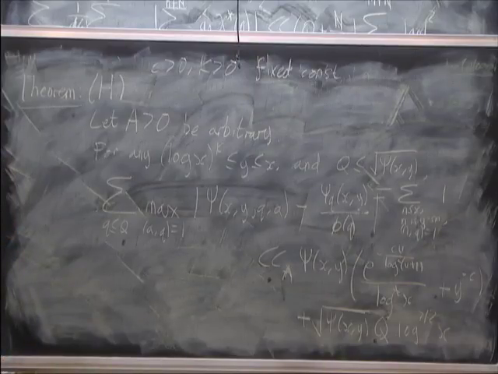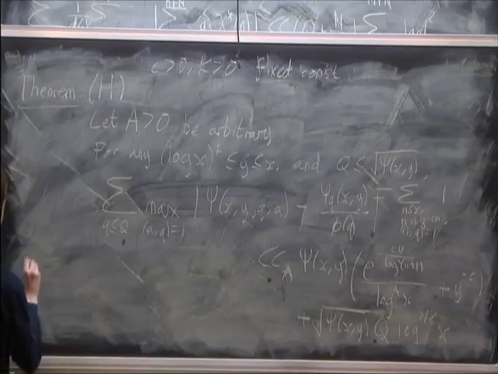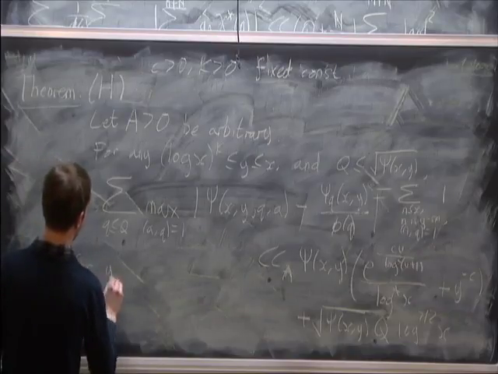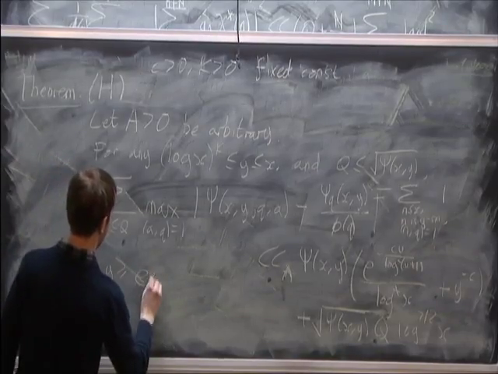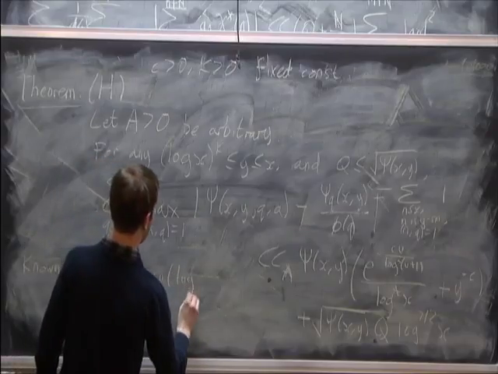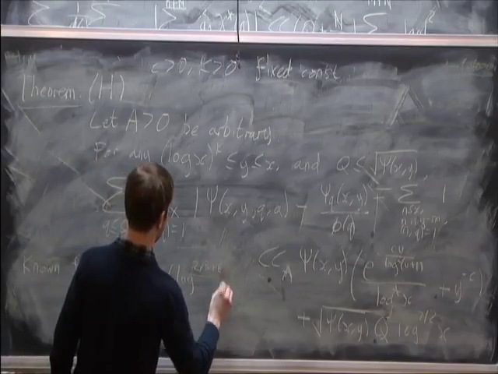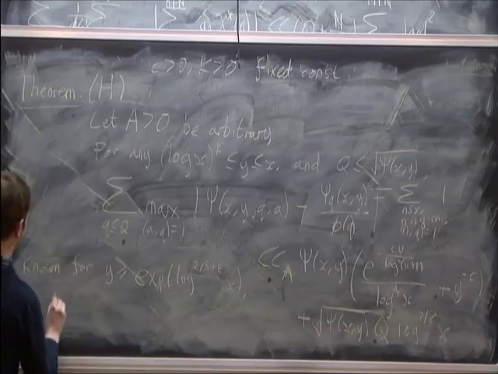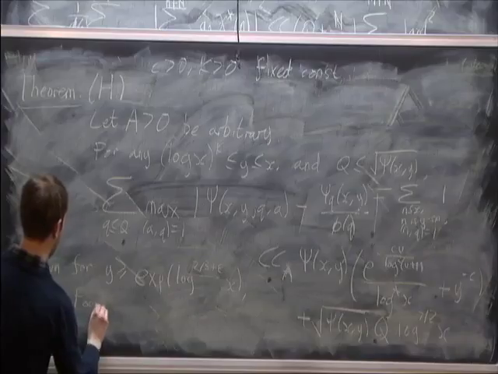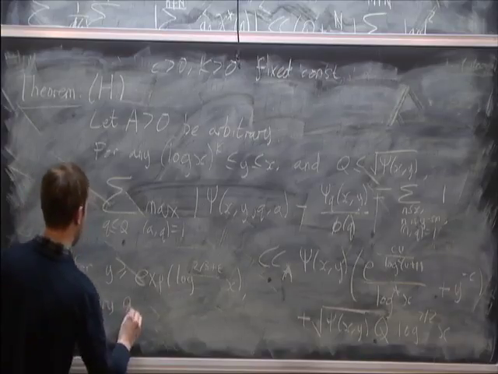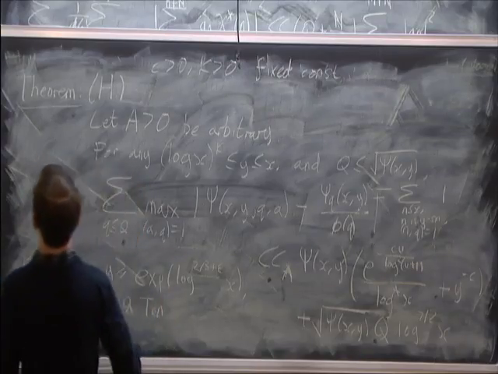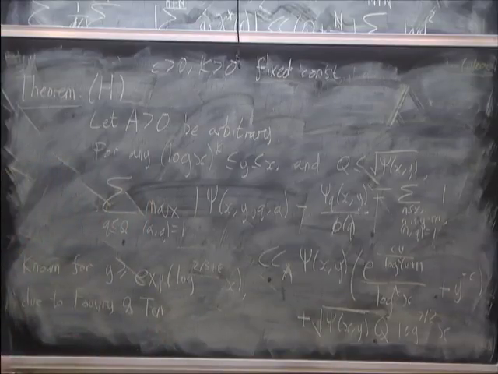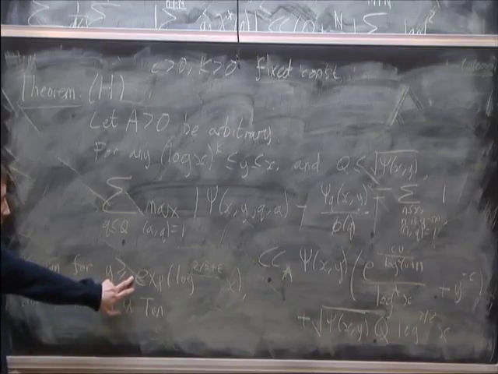Okay, so this is the result that I proved, and this was known for y larger than x to the power log to the 2/3 plus epsilon of x, and that's due to Fouvry and Tenenbaum again. Okay, so what I'll just try to explain in words is why they have this restriction and how I got rid of it.